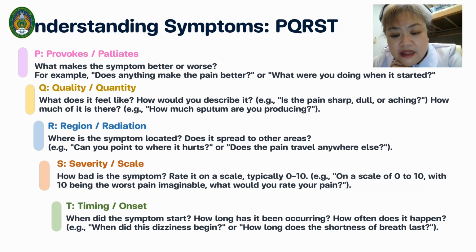How long has it been occurring? For example, the question is, when did this dizziness begin? Put the symptom that you want to know inside. Or, how long does this shortness of breath happen? Something like that, so you can get the time or duration of the symptoms.